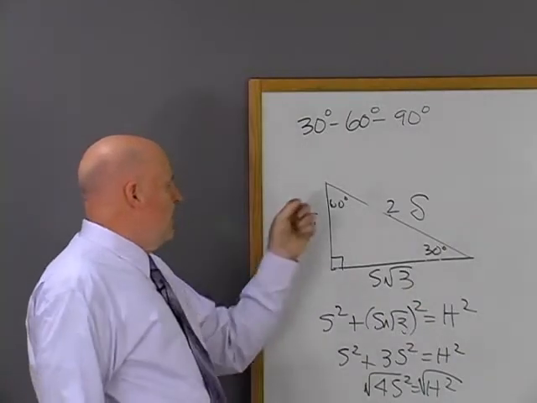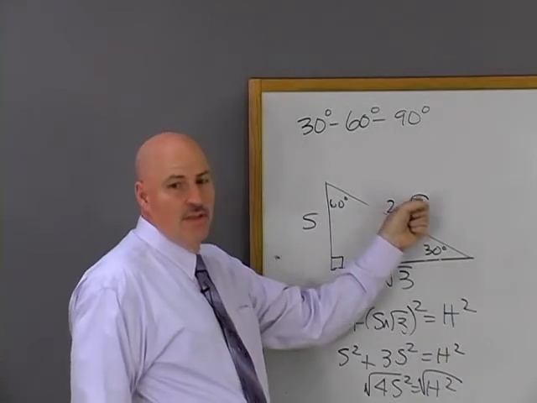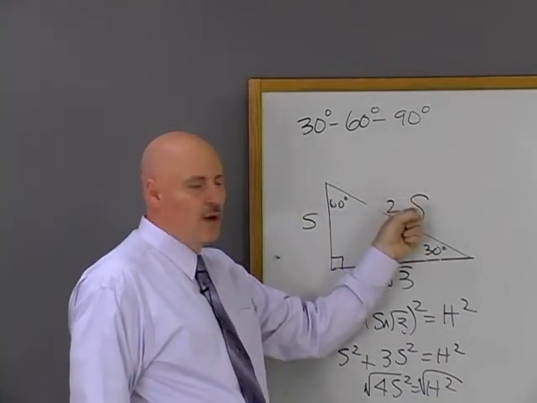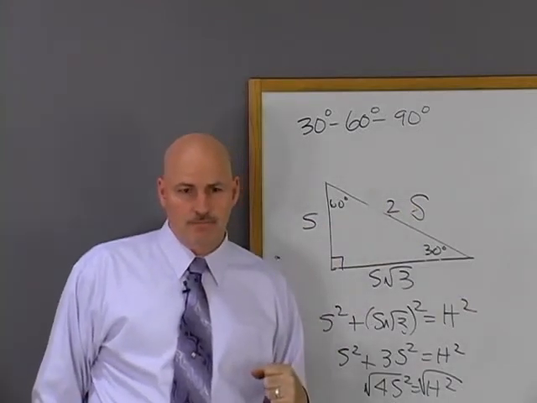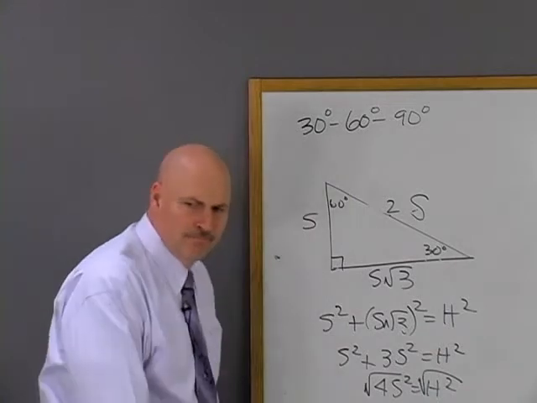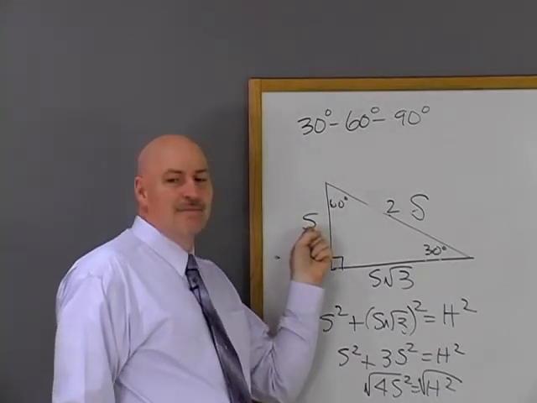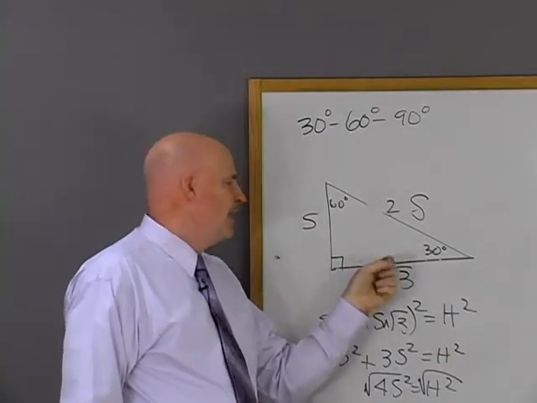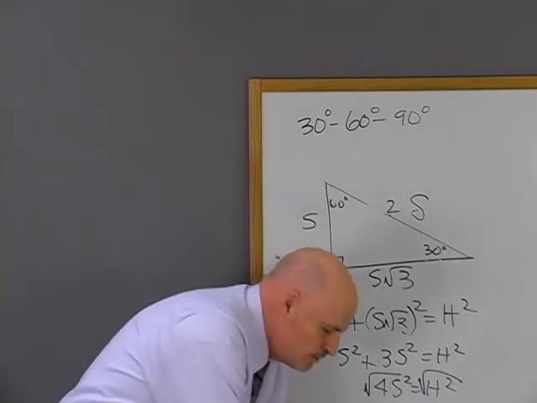The short leg doubled, the side opposite the 30 degree angle doubled, will give you the hypotenuse. You see another relationship in all of these. If you multiply this times the square root of 3, you get this one. This is the 30, 60, 90 right triangle. Let's do some more problems.